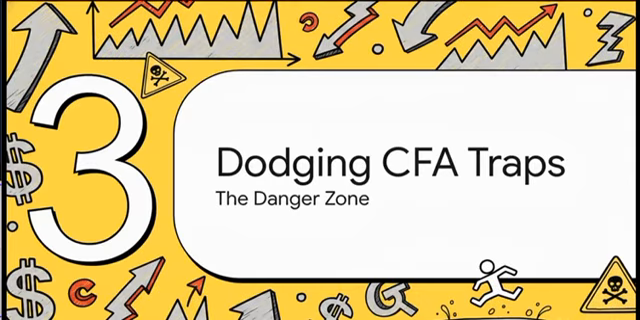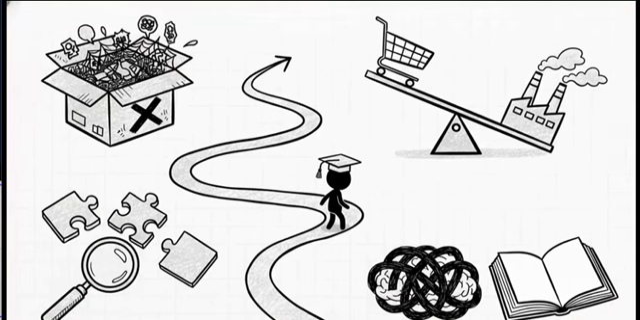Let's jump into Section 3, Dodging CFA Traps. Welcome to the danger zone. Listen closely, because this is exactly where the exam will actively try to trick you. Trap number 1, assuming higher working capital is always better. Completely wrong. If it's too high, it strongly suggests an inefficient use of resources, like maybe they're hoarding way too much obsolete inventory. Trap 2, thinking negative working capital is always bad.